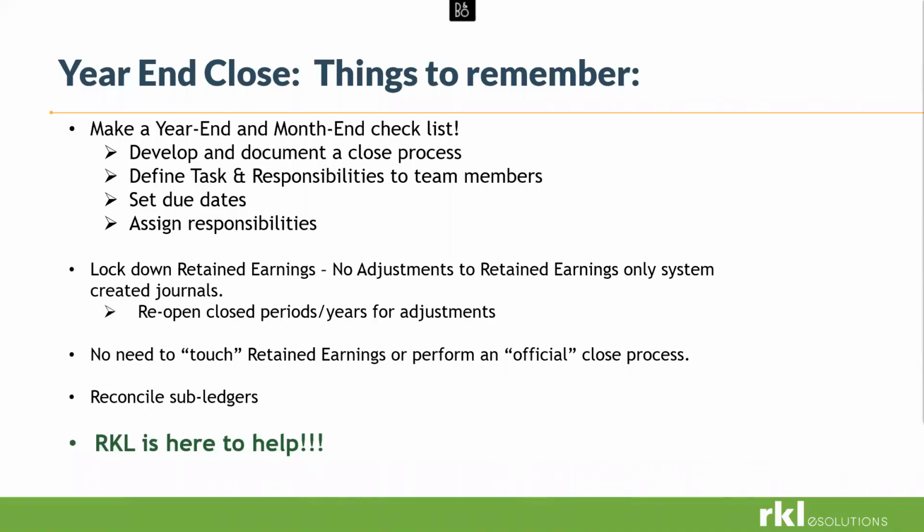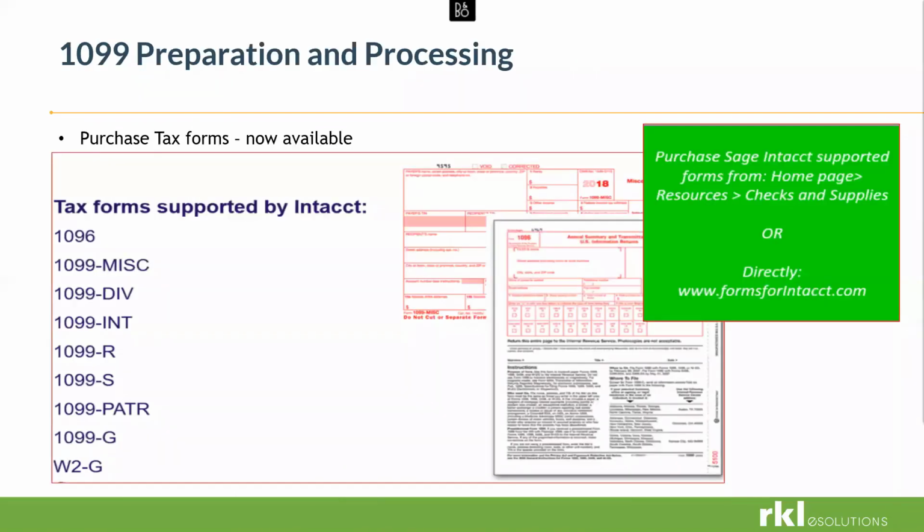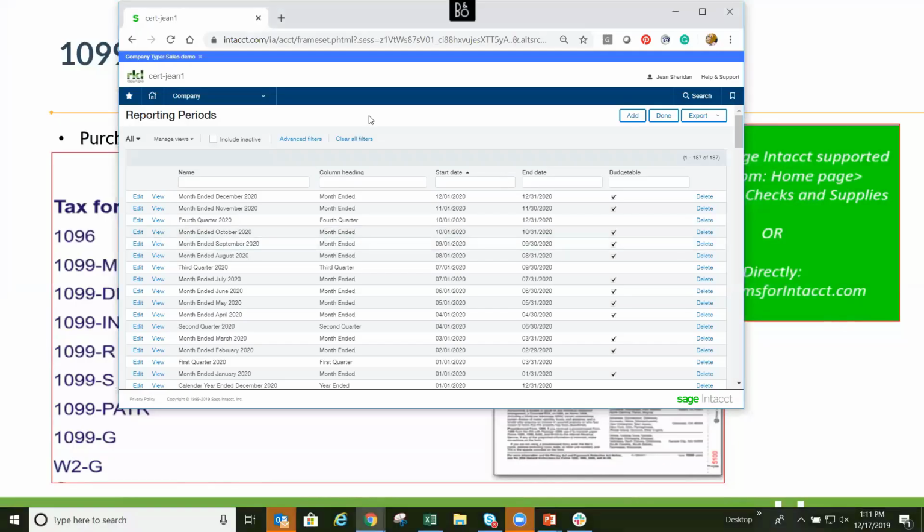So the next slide I'm going to talk about is the nasty 1099 prep and processing. You can actually purchase your forms from Intacct, and at the home page under resources, you can go to checks and supplies, and that brings you into the forms of Intacct, and you can purchase them there. And just so you know where it's at, because I've had some clients that didn't even know it was there. So it's right here.